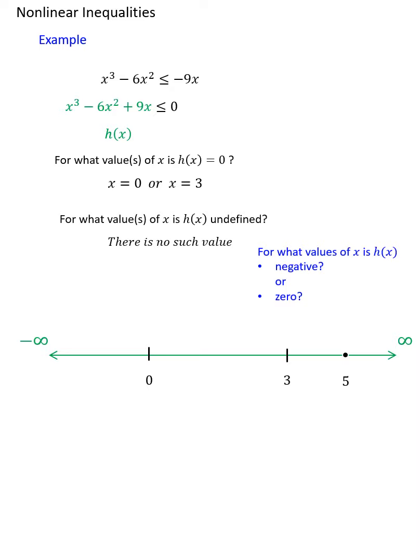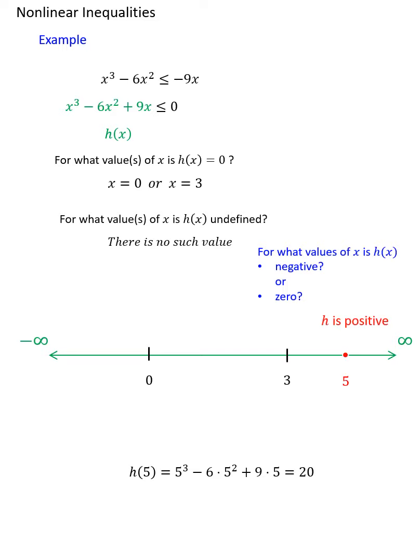Next, I'll go to the interval on the right for no particular reason, other than I've got to go somewhere, and pick a random number from there, let's say 5. And we'll plug 5 into the function, or the left side of the inequality. Same thing. It turns out we get a positive answer there as well. But I'm not looking for values of x that make the function positive. I'm looking for values of x that make it negative or 0.